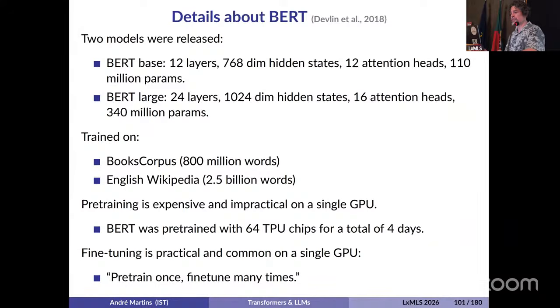So here are some details about BERT. They released two models with the paper, one with 12 layers, another one with 24 layers, trained on the Books corpus but also on the English Wikipedia. At the time, this was done at Google. They used TPUs, and it would be impractical for someone to do this in an academic lab on a GPU. But the point is that the pre-training only needs to be done once, and then you can take the weights of the model and fine-tune many times for whatever task you like, right? So the paradigm was pre-train once, fine-tune many times.